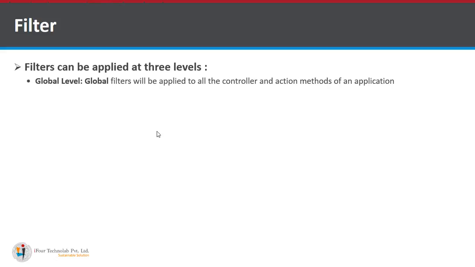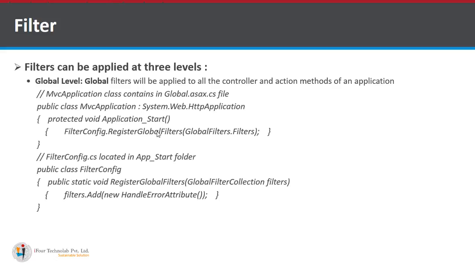So what is global level? Global filters will be applied to all the controllers and action methods of an application. Here you can see there is an example of a global level filter application. There is a public class MvcApplication which inherits from System.Web.HttpApplication. In that you can see there is a protected void Application_Start method. In that you have to just write one line, that is FilterConfig.RegisterGlobalFilters. It will directly apply this global filter to your application.